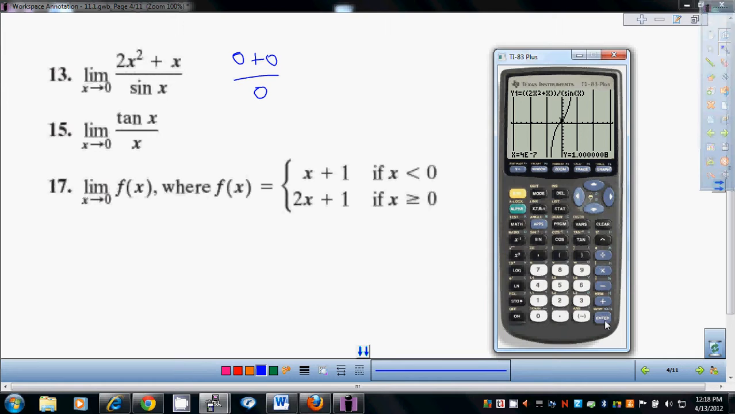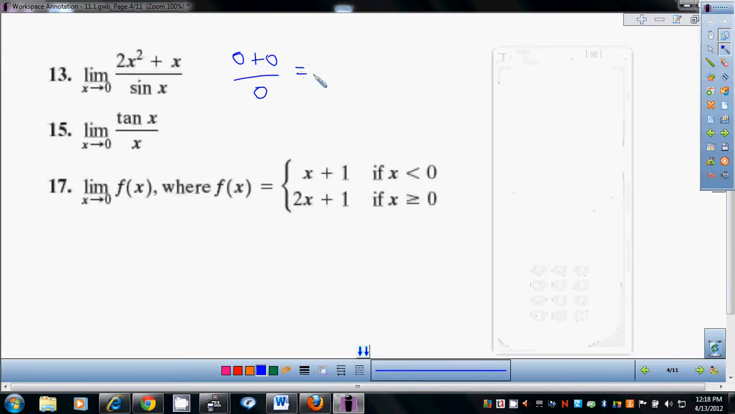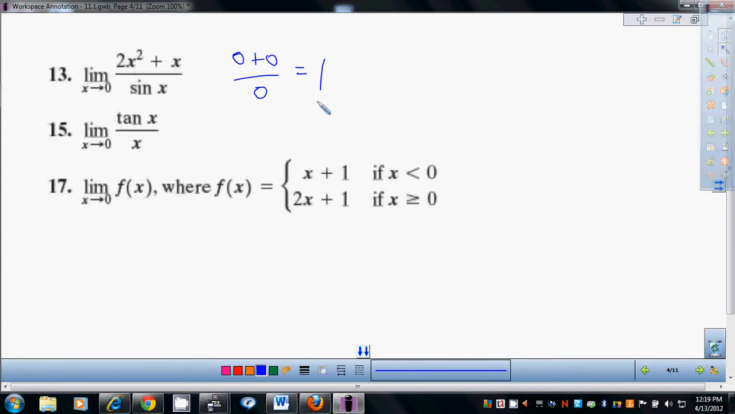So were they the same? Yes. So what's our limit? 1. If that's what your limit is. Our last one was 2. That's why we did 2. See, we only chose 0 because that's what it's going to.